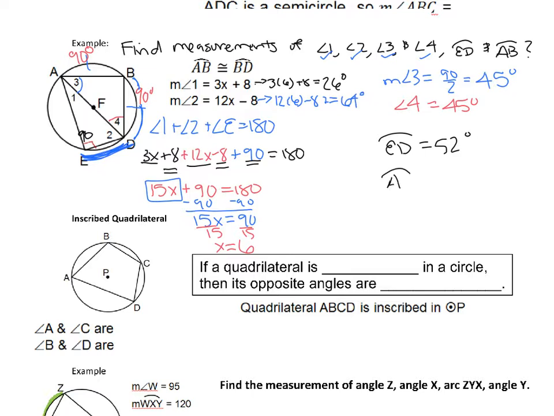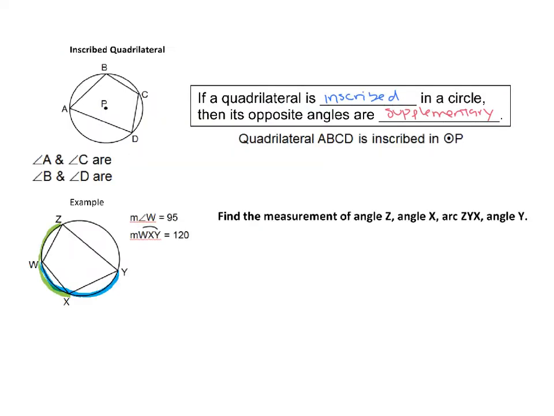And then the last one was arc AB, which we already found because it's half of the semicircle, so that's 90 degrees. I know it's a lot in this problem, so we probably pretty much put it all in one for this one, but you guys can handle it.